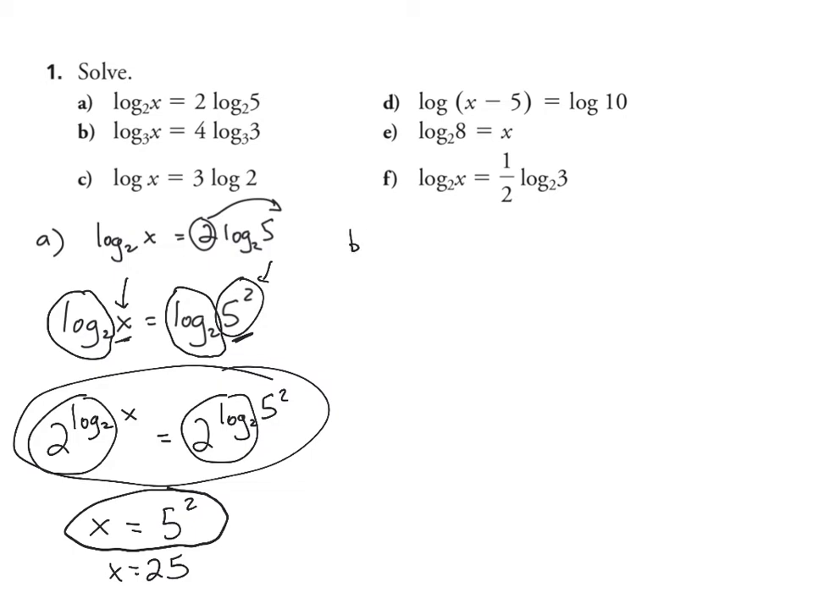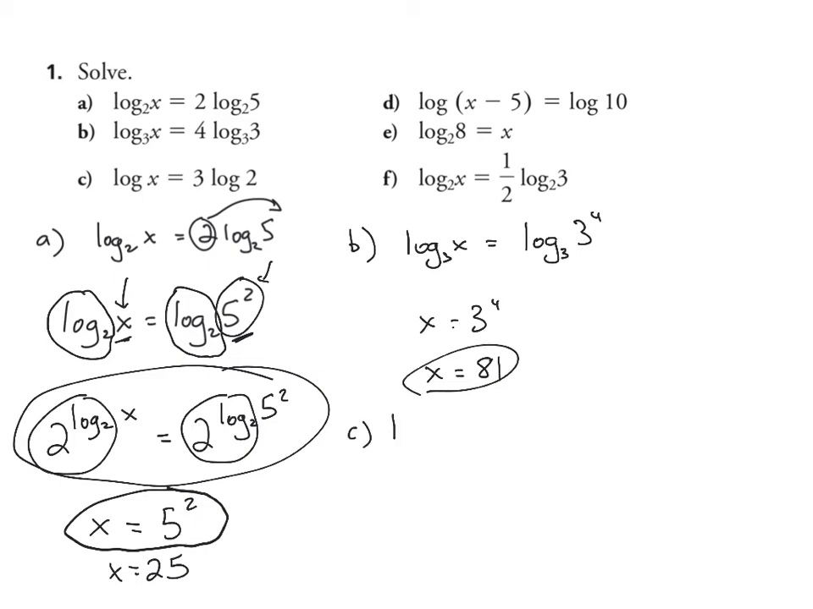All right, so part B, the log base 3 of x equals log base 3 of 3 to the power of 4. Well, that means that x must equal 3 to the power of 4, which means x is 81. 3 times 3 times 3 times 3. C, log base 10 of x equals log base 10 of 2 to the power of 3. This 3 comes up here. And so x must equal 2 to the 3, which is 8.